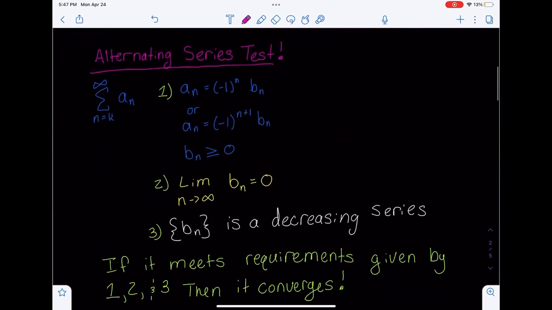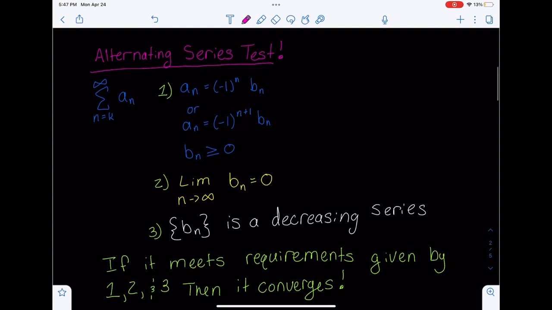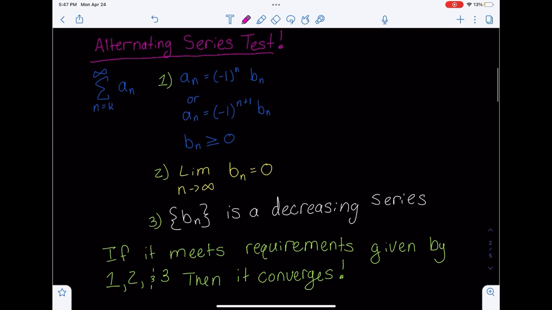So, there are a couple of requirements that a series must meet in order to be converging by the alternating series test. The first one is that it must be alternating. The second one is that your b sub n, the limit as n approaches infinity of your b sub n, must equal 0, and b sub n must be a decreasing series. If it meets all of those requirements, then we can say that it converges by alternating series test.